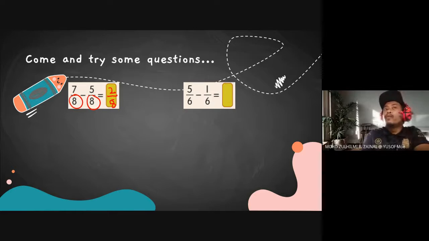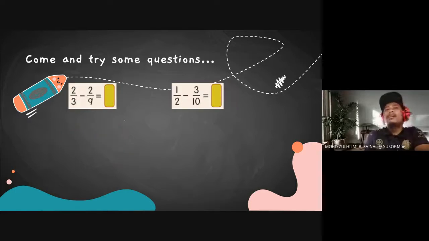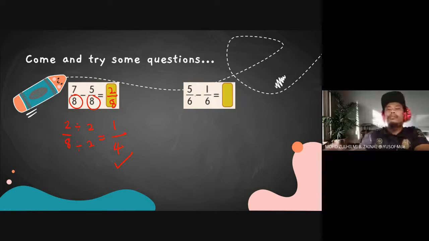Remember, 2/8 is not in the simplest form. So you have to simplify. How to simplify this? Use division. First, look at the numerator, which is 2. Try to divide by 2. Can 2 divide by 2? Yes. Can 8 divide by 2? Yes. Then 1/4 is your answer. Easy, right?